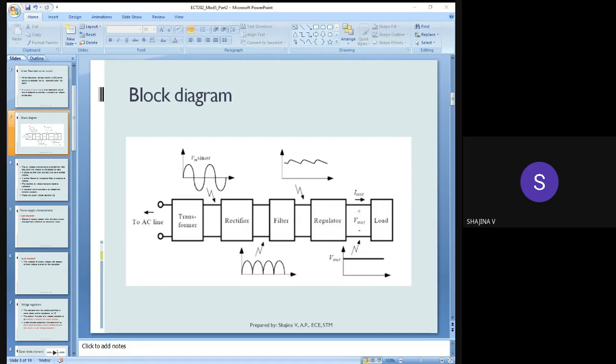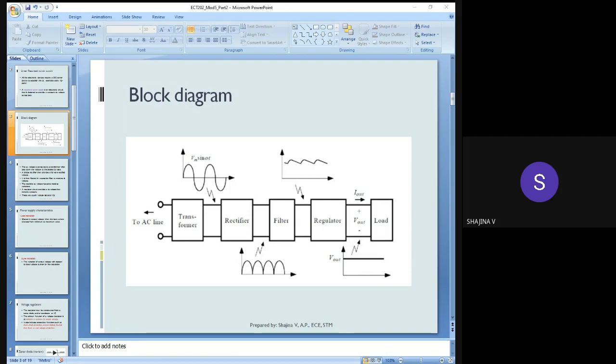So the first element is the transformer. The function of the transformer is to step down the input voltage to the required output DC value. The AC signal itself is obtained at the output of the transformer. It will be an AC signal, but the amplitude will be less. We are stepping down the voltage level using a step down transformer.